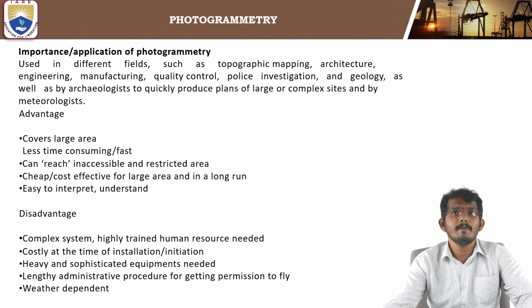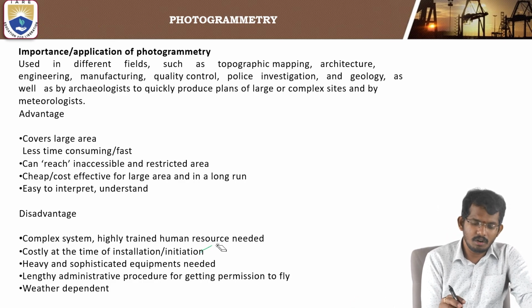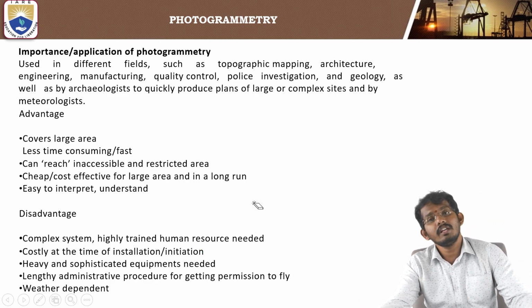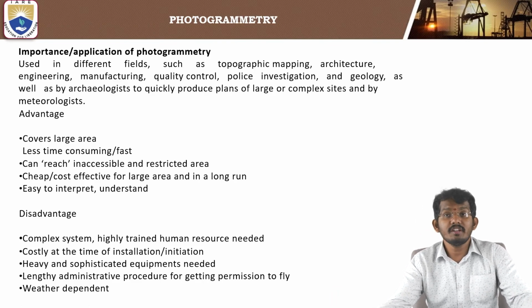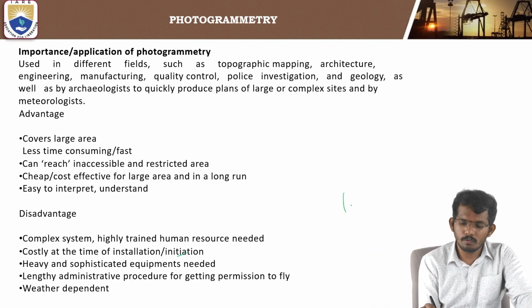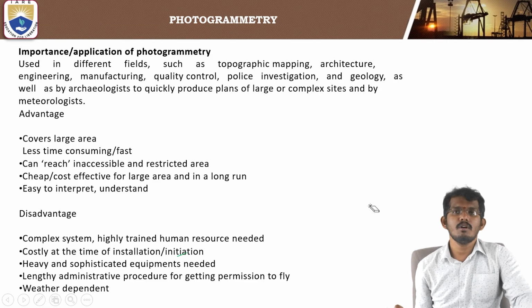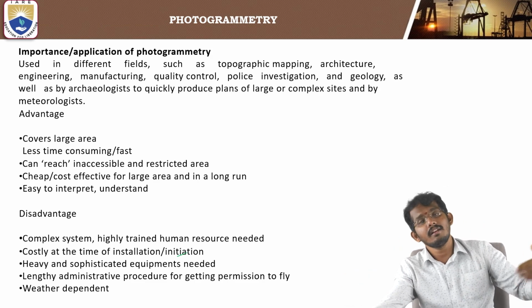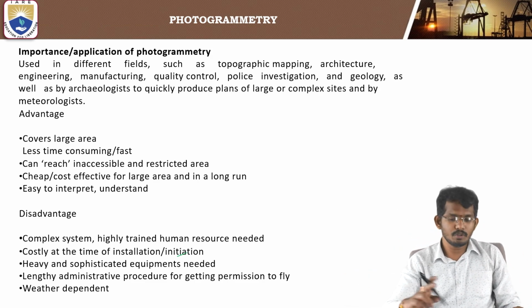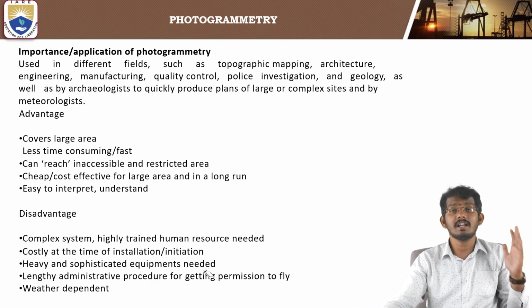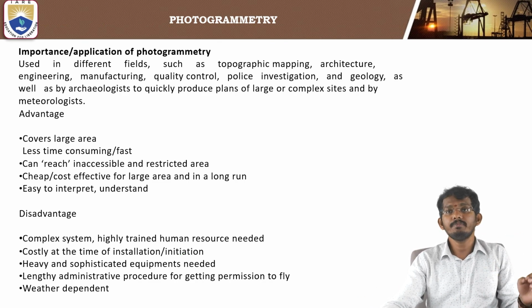Another disadvantage is that it is costly at the time of installation and initiation. So it is not so cheap. It is very costly, as we require very sophisticated equipment. Sometimes we use a mouse with 12 keys. In general, your mouse has only a right click and left click. For photogrammetric mice, we have 9 to 12 keys to give the clicks.